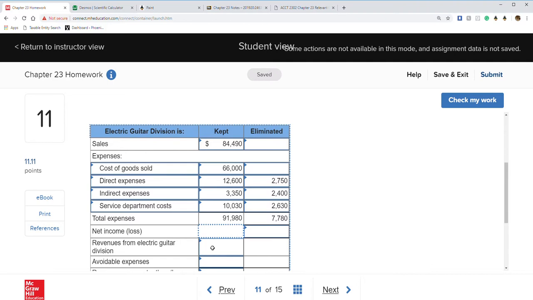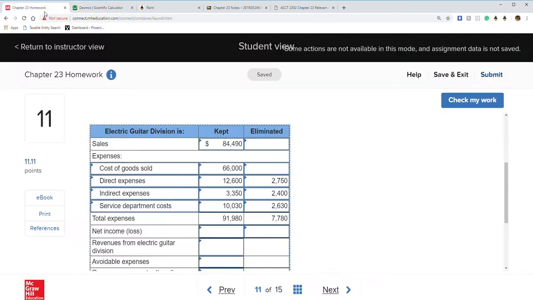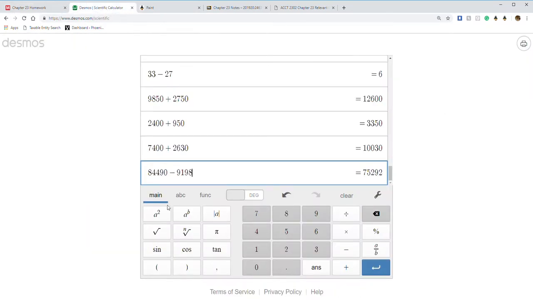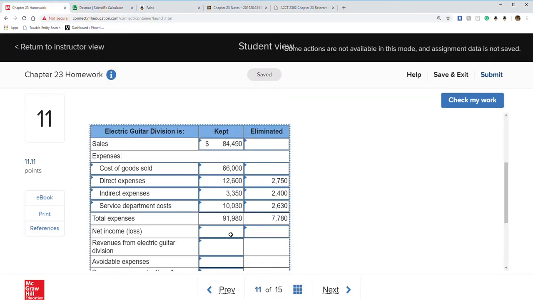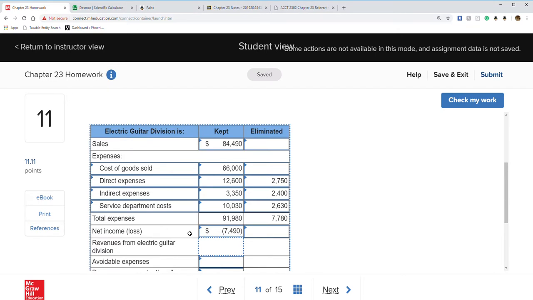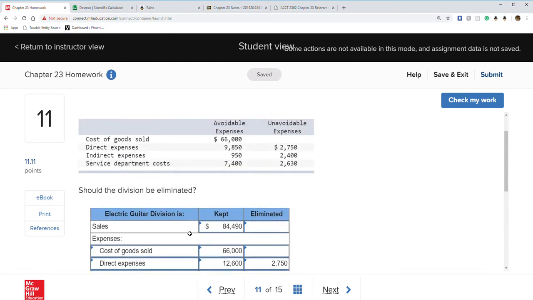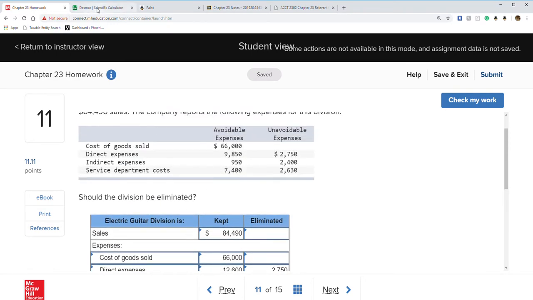So let's go ahead and just run through this. So 91,980, 84,490. So 91,980 equals a loss of 7,490. Okay, here, I don't really think they need a number, but we're going to check on that a little bit later on. So revenues from the electronic division, of course, was 84,490. Avoidable expenses, guess they want us to add all those.